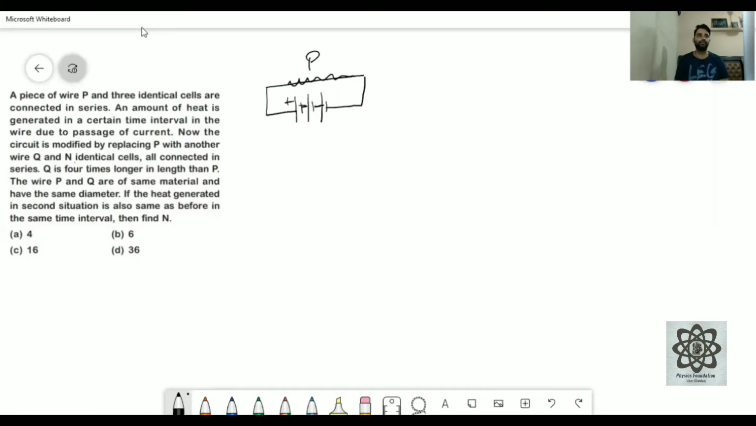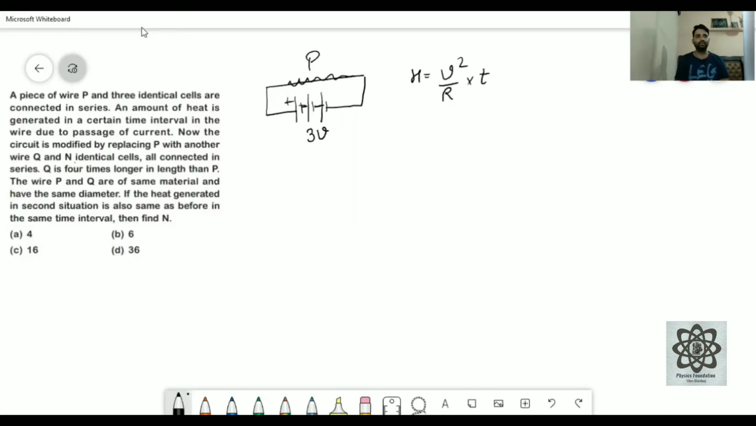It's saying the amount of heat generated in a certain time. So say a time t is taken in which the heat is generated. The potential of one cell is taken as V. As all are connected in series, the net potential of three cells will become 3V. So the heat generated formula is V square upon R into T.